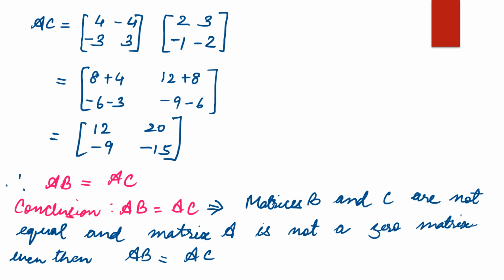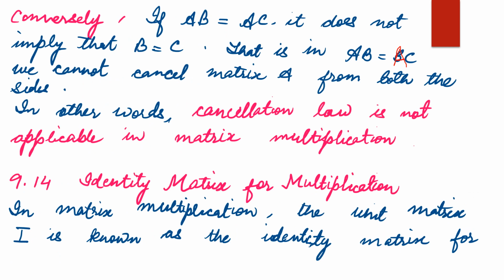So A is not a null matrix. Now conversely, if AB is equal to AC, it does not imply that B is equal to C. Here it was written BC, children, so I have corrected it. I have written it AC. That is, if AB is equal to AC, we cannot cancel matrix A from both the sides.